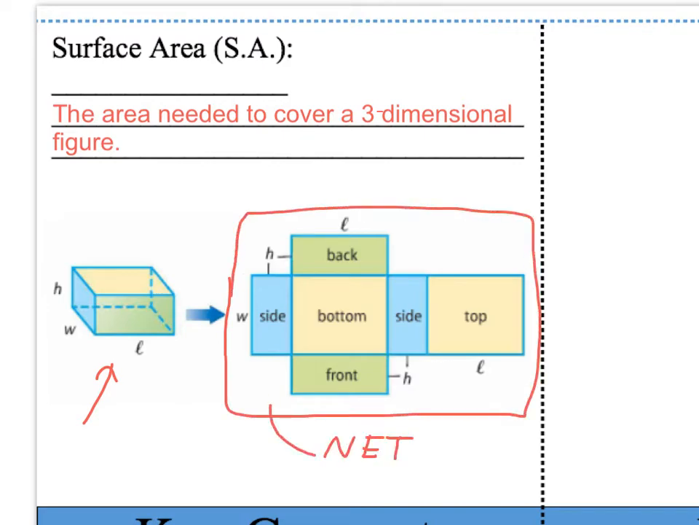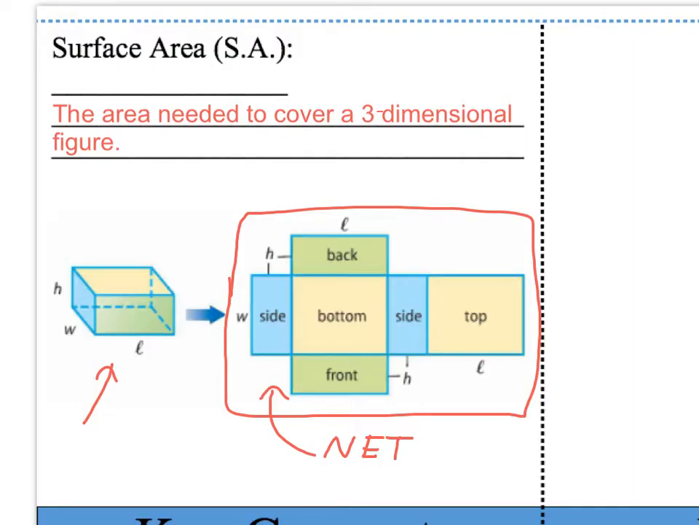So this is called a net. And a net basically means it's the unraveled sides of a three-dimensional figure. So just imagine that you're taking the box apart and you're unfolding it. This is what you would get. They call it a net. So notice by unwrapping it, I have a top, a bottom, a front, a back, and two sides.